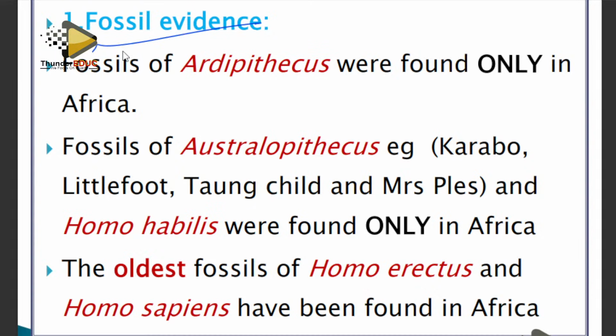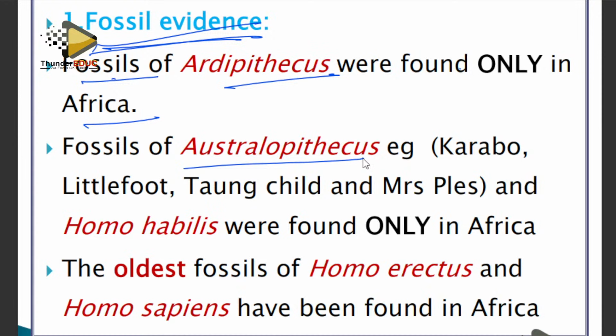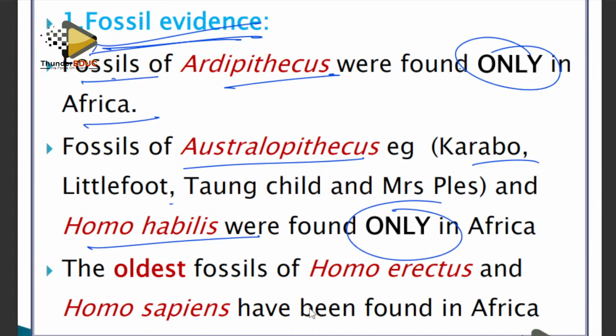When they ask you to explain the out of Africa hypothesis as evidence, you tell us that fossils of Ardipithecus were only found in Africa. Fossils of Australopithecus, you can give example 1 or 2. Homo habilis were also only found in Africa. But when you come to Homo erectus and Homo sapien, you use the words: the oldest fossil of Homo erectus and Homo sapien were discovered in Africa.